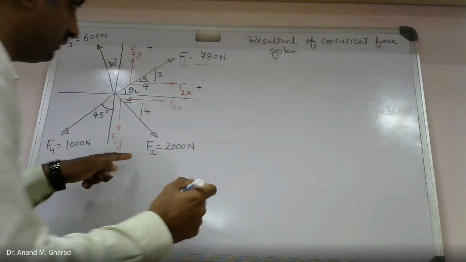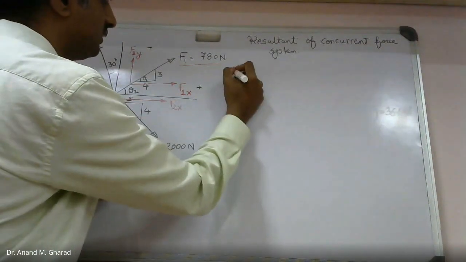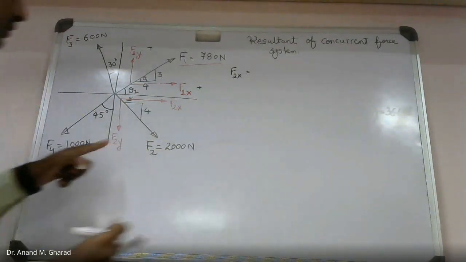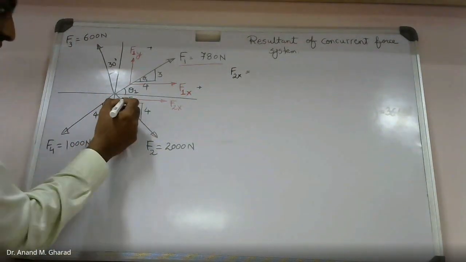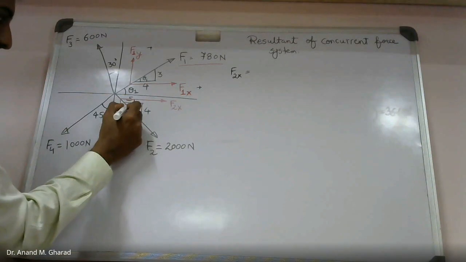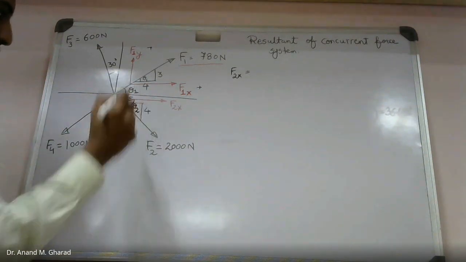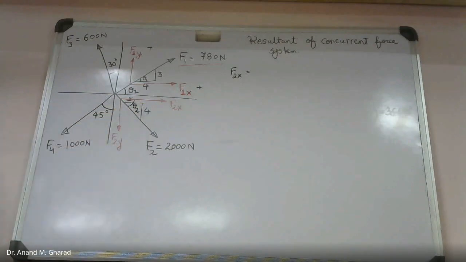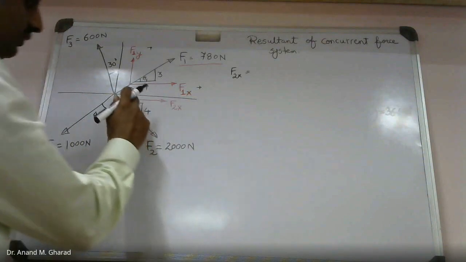Now I will calculate the components. F2x. What should be the value of F2x? For that, let me consider this angle to be theta 2. The slope is given as 5 horizontal, 4 vertical, right? So what will be this value?